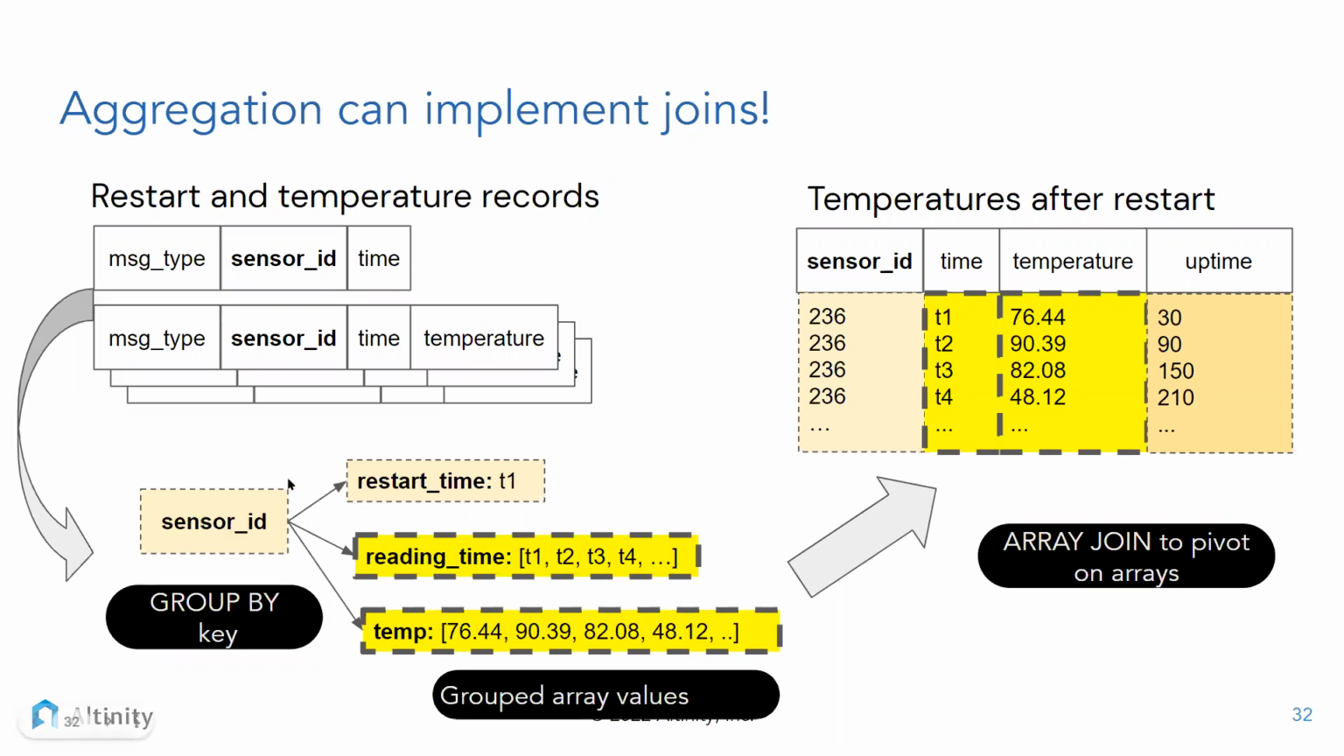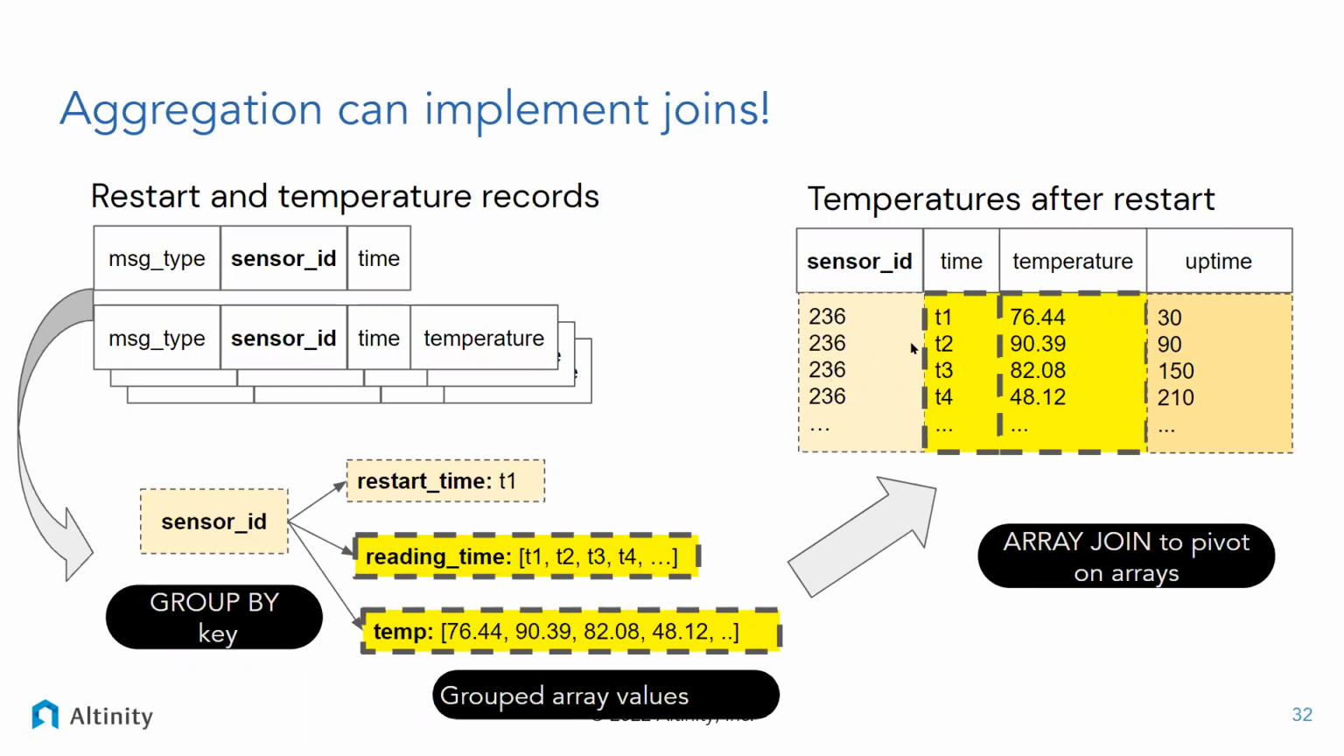So we're going to group by the sensor ID. We can pick up the restart time because whichever one we see inside this period of time. What's really interesting though is ClickHouse can actually collect this information into arrays. So the reading time and the temperature associated with that reading, there's a special aggregate function that ClickHouse can do to group array values in the order that they arrive. And then there is a feature in ClickHouse called array join, which will pivot the data along the values of these arrays so that we can basically reconstruct a table that looks like the following.